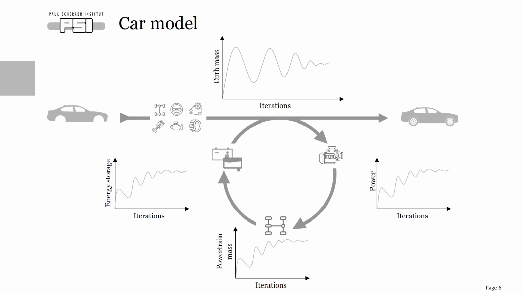However, sizing the engine and the energy storage unit will also affect in turn the curb mass of the vehicle. Therefore, we understand that this is an iterative process and it will be repeated until the curb mass of the vehicle converges towards a stable value.